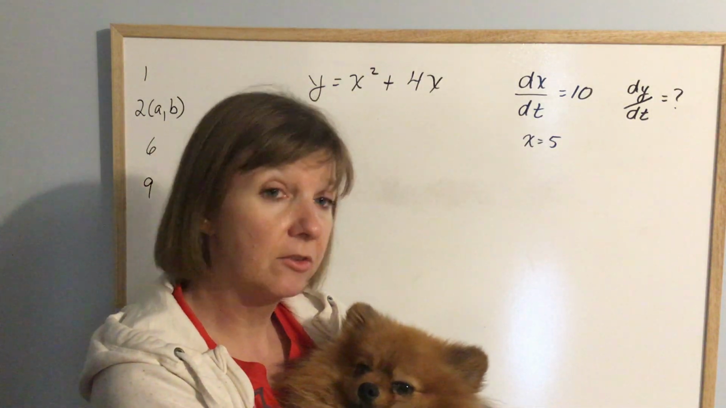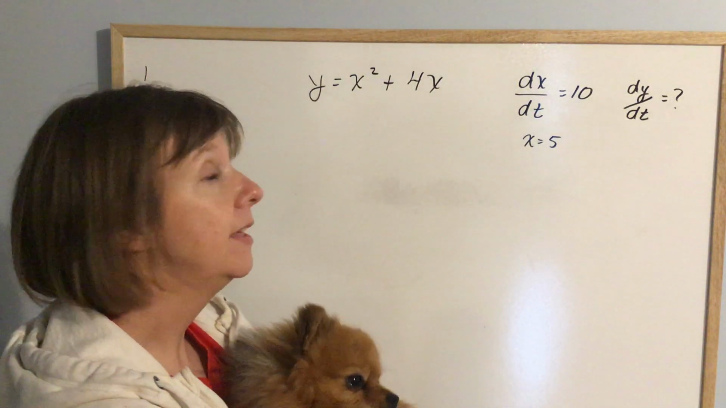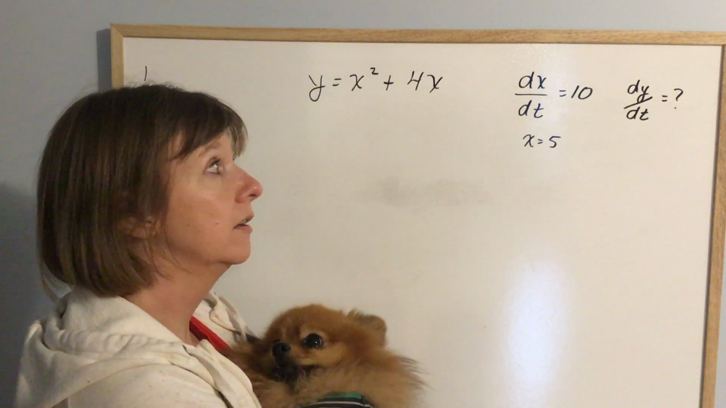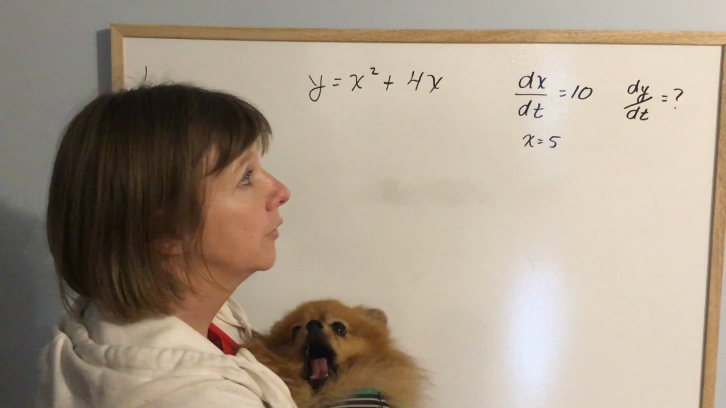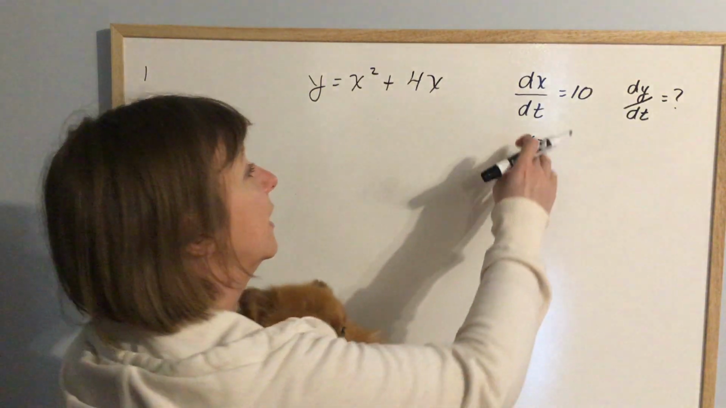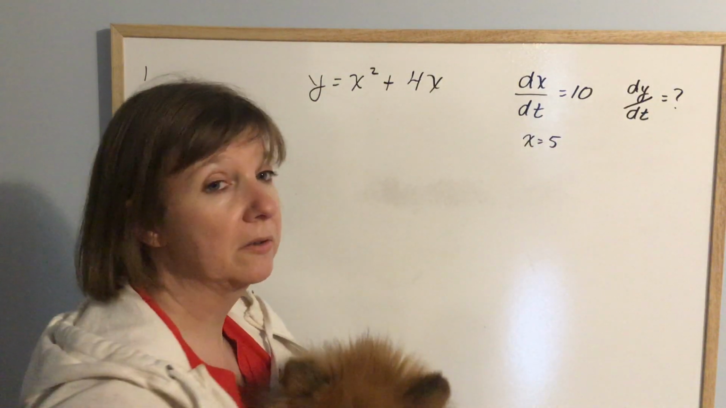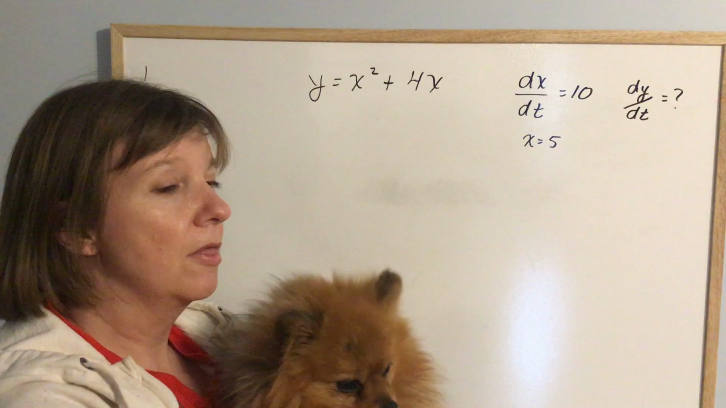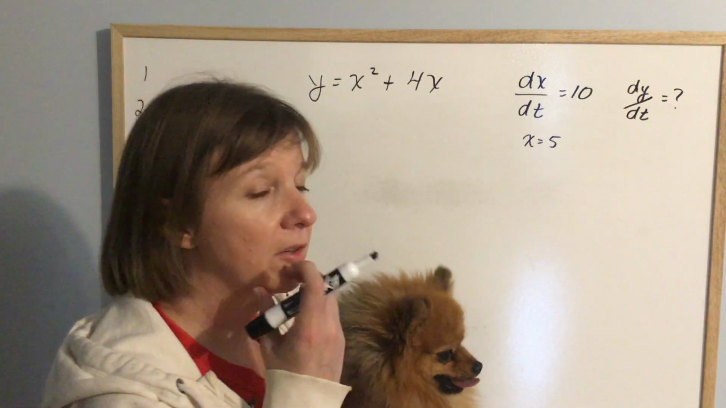But in the instructions, they tell me if dx over dt is 10 and x is 5, figure out what dy over dt is. So they're actually telling us we're doing the derivative with respect to time. They're actually telling us that, okay? So they're telling us what that bottom has to be.